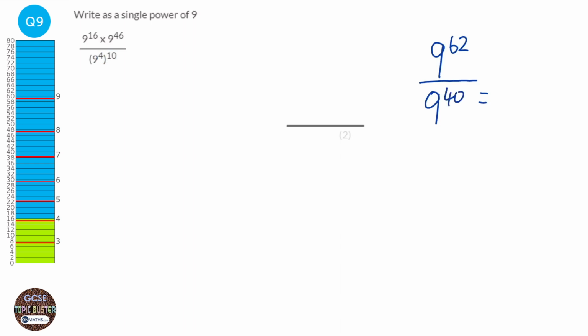Now, whenever you've got a division between two powers of the same base, which we have here, it's 9 to the power of 62 divided by 9 to the power of 40, we just take away the indices. So it'd be 62 take away 40, which will be 9 to the power of 22. So our answer is 9 to the power of 22.